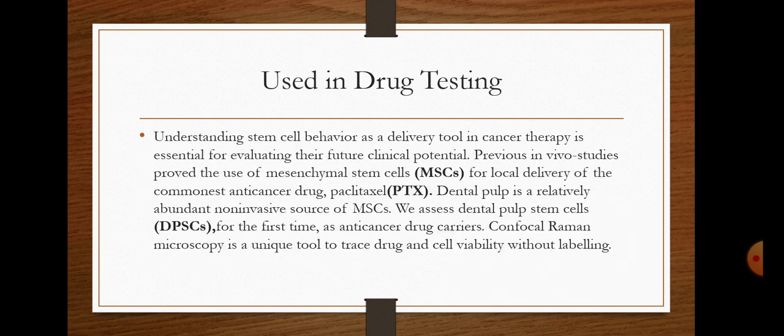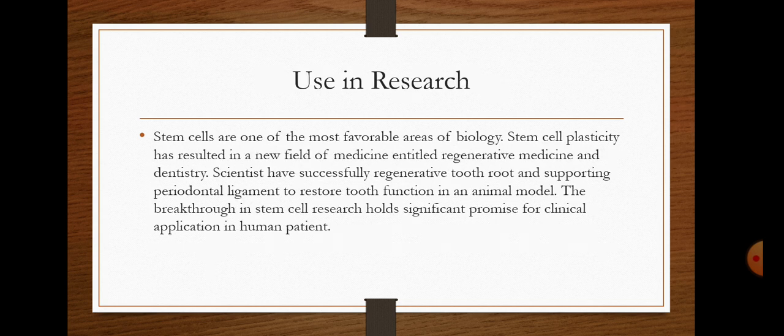Use in drug testing. Understanding stem cells' behavior as a delivery tool in cancer therapy is essential for evaluating their future clinical potential. Previous in vivo studies proved the use of mesenchymal stem cells for local delivery of a common anti-cancer drug, paclitaxel. Dental pulp is a relatively abundant, non-invasive source of mesenchymal cells. We assess dental pulp stem cells for the first time as anti-cancer drug carriers. Confocal Raman microscopy is a unique tool to trace drug and cell viability without labeling.